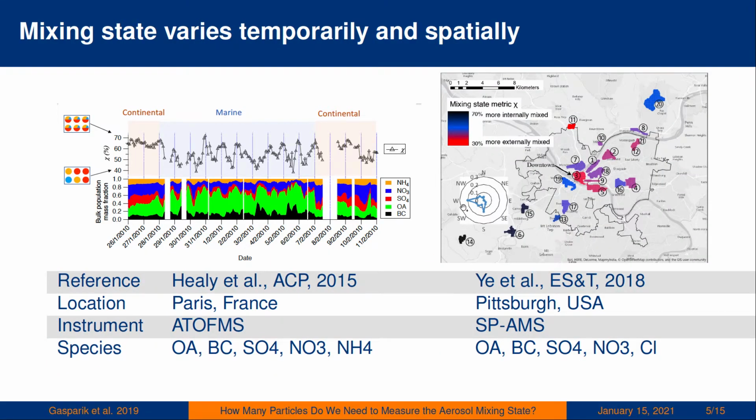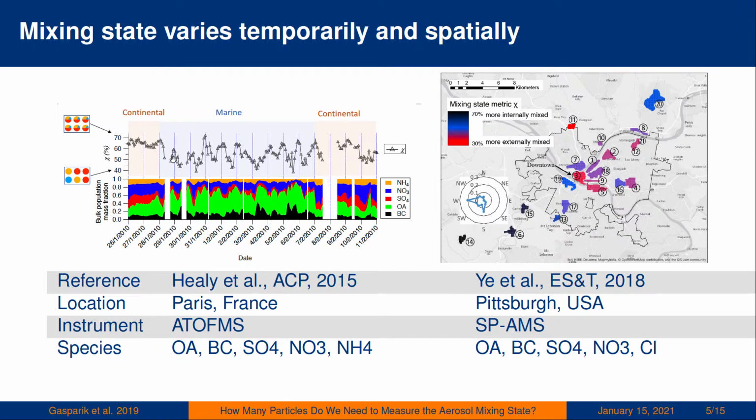So in terms of mixing state, to go back to my first slide, which was a simple cartoon of how mixing state evolves, here I have some field measurements from two field campaigns. On the left we have some work by Rob Healy at Megapoly, and what they did is they measured the per-particle mass fractions at a single site. And at the top here, we can see how the mixing state value chi varies over the period of time that they were measuring.